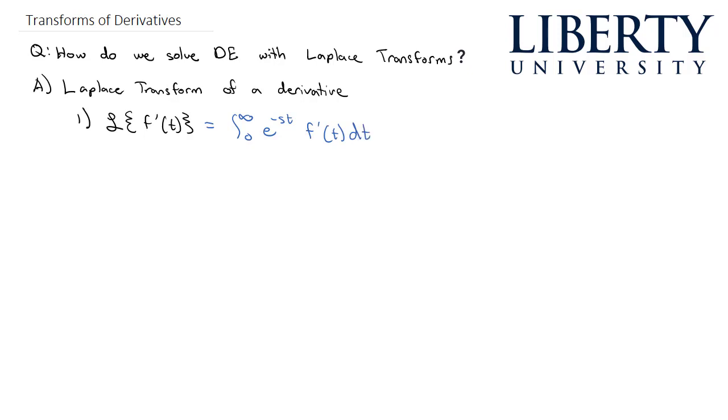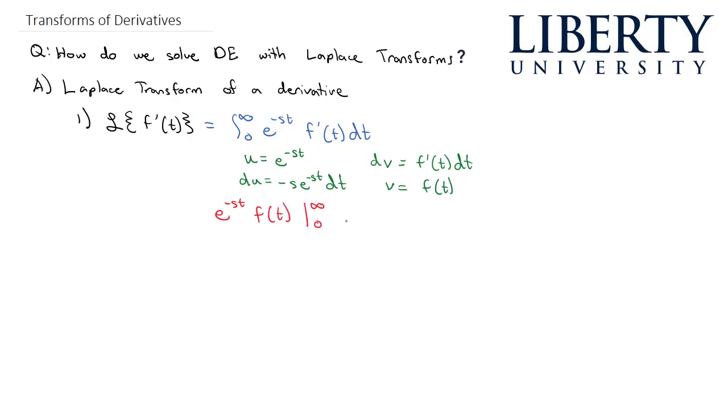Well, we can integrate this if we use integration by parts, where we let u equal e to the negative st. du is then negative s e to the negative st dt. And dv is going to be the other stuff, the f prime of t dt, which if we integrate, we can see that v is just f of t. So put that together, we have u times v, e to the negative st times f of t, integrated from 0 to infinity, minus the integral of v du.